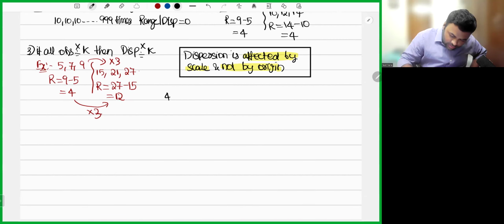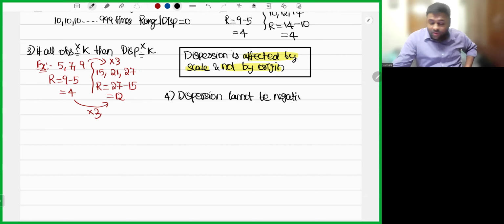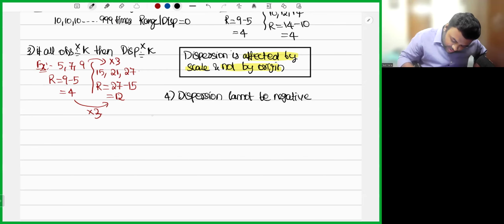Fourth point. Dispersion cannot be negative. My dear friends, dispersion can never be negative. Unfortunately, dispersion can never be negative. Remember this. I'll tell you why. Like, for example, I'm having 5, 7, 9.